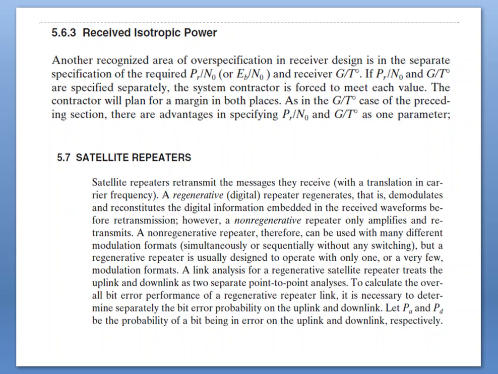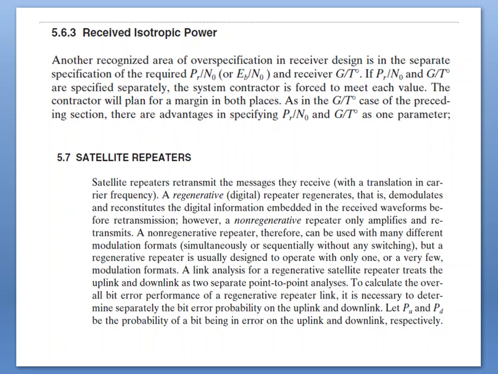And one more important topic here: we discuss satellite repeaters. Satellite repeaters retransmit the message they receive with a translation in carrier frequency. A regenerative, maybe digital, repeater regenerates, that is, demodulates and reconstitutes the digital information embedded in the received waveform before retransmission.